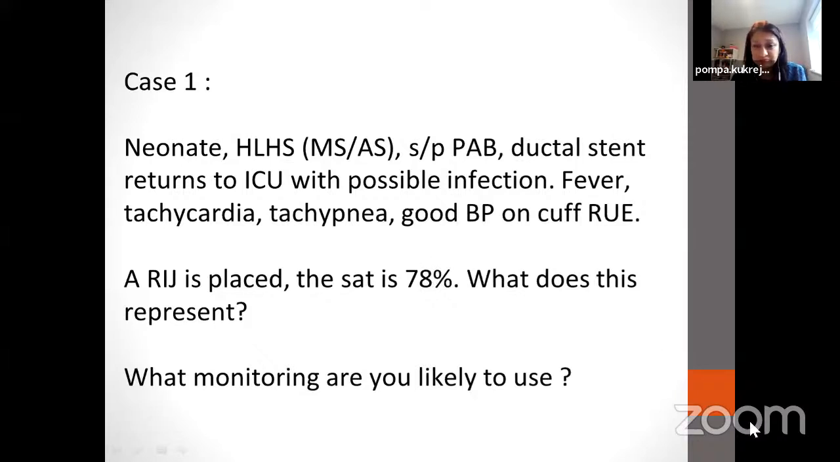Sick, non-sick? Are you going to anesthetize him, not anesthetize him? If you have any inputs.